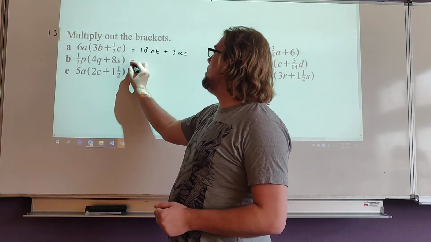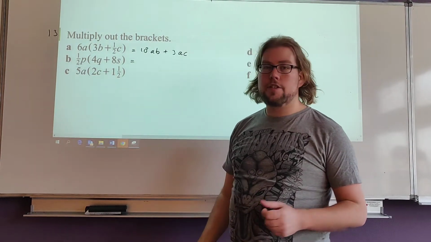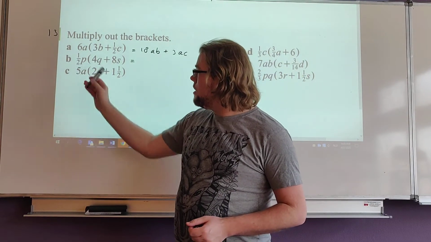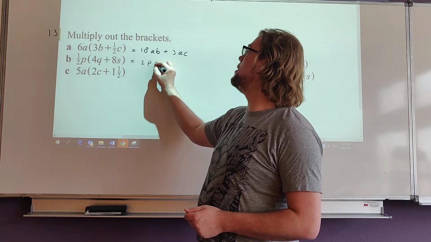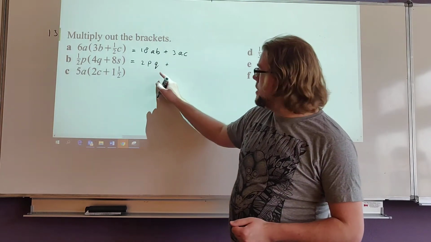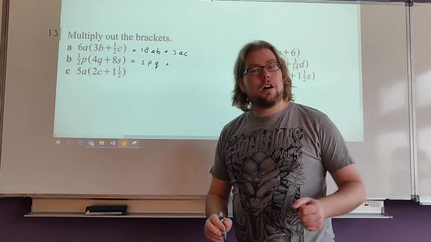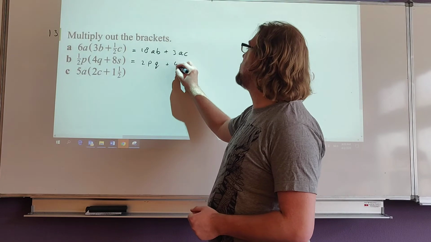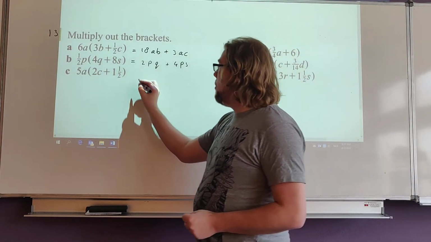ab is not the same as ac, that's why you cannot add them. Moving on to the next one, then you have a half p times 4q plus 8s. So you have to do a half p times 4q. So a half times 4 is 2. So you have 2pq. This one is positive, this one is positive, so there's going to be a plus here. And then you do a half p times 8s. A half times 8 is 4. So it's 4ps.